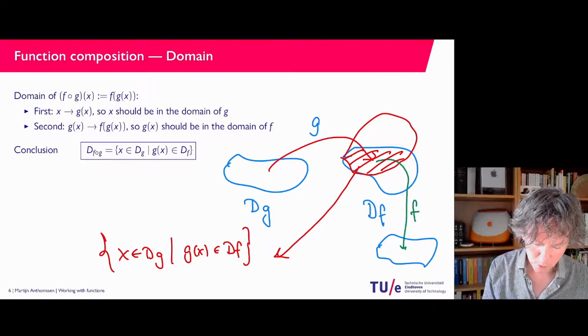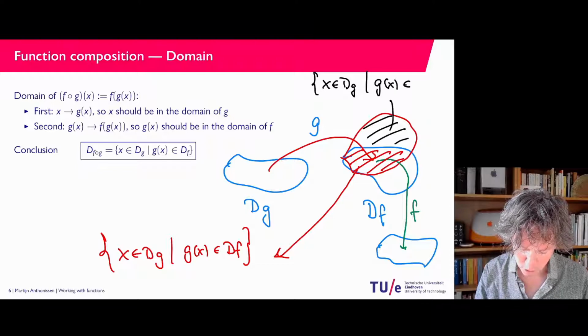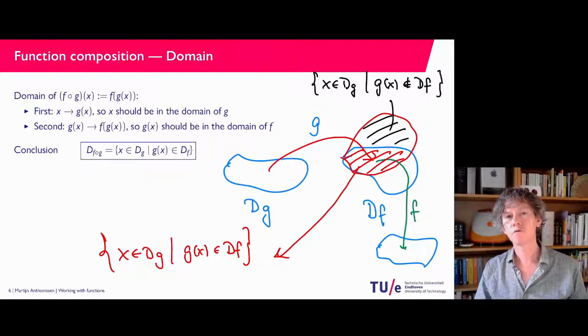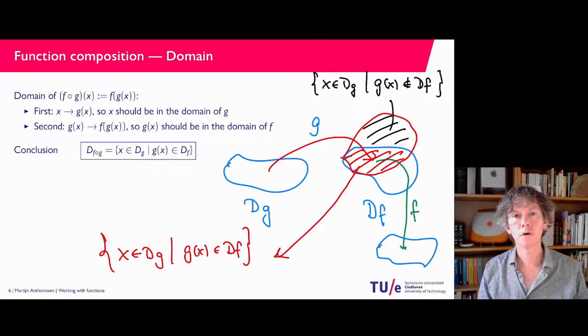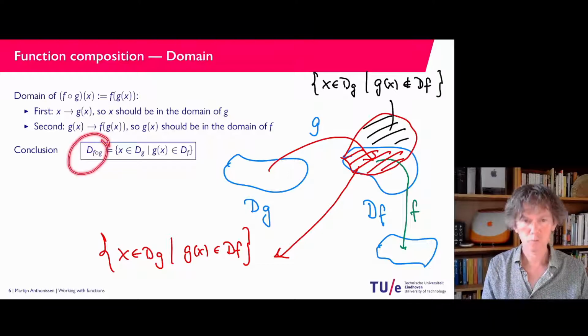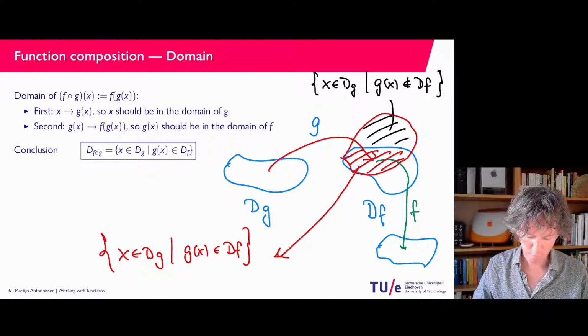And in my little picture here, we also have this area, but this area is those numbers x in D_g for which g of x is not in the domain of f. So for the numbers in the area that I dashed black here, we cannot apply the function f. So they are not in the domain of f after g. Let's look at an example if this is all a bit too vague for you.